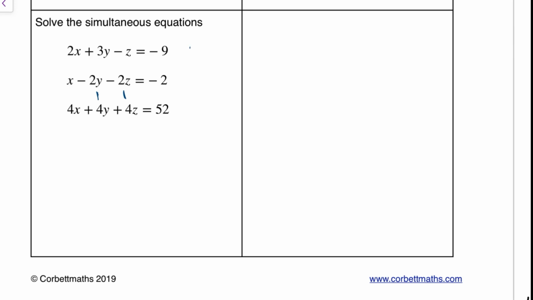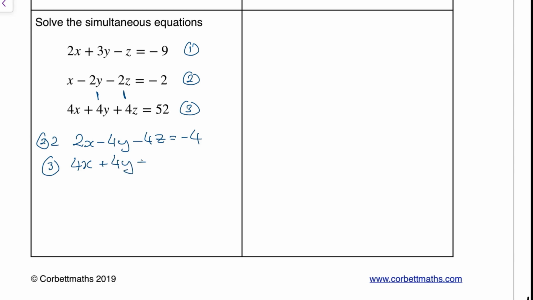So the first thing I'm going to do is label these equations. I'm going to do equation 2 times 2, which is going to give me 2x minus 4y minus 4z is equal to minus 4. Just check I've multiplied by 2. Yes, I have. Then I'm just going to write down equation 3, which is going to be 4x plus 4y plus 4z.